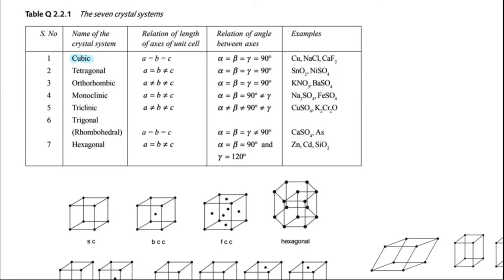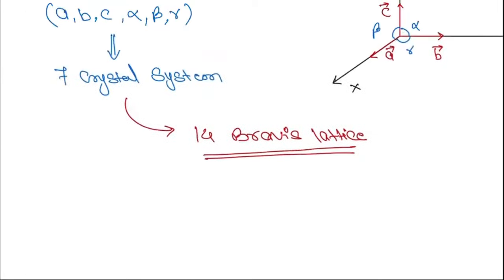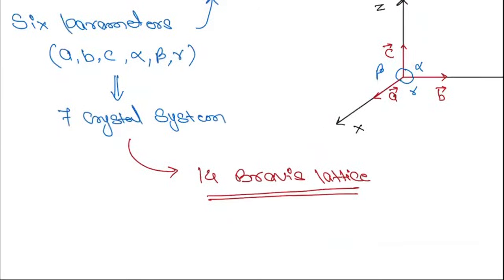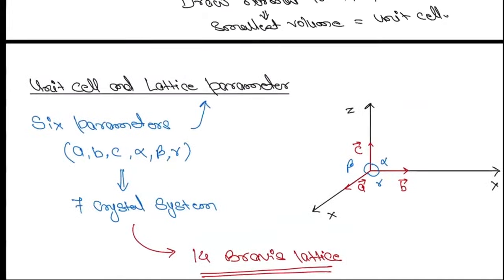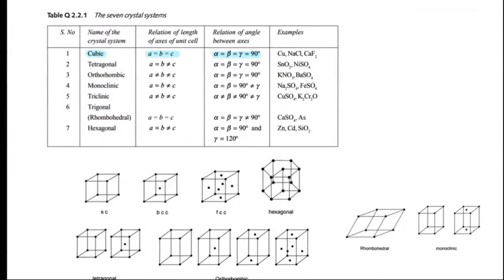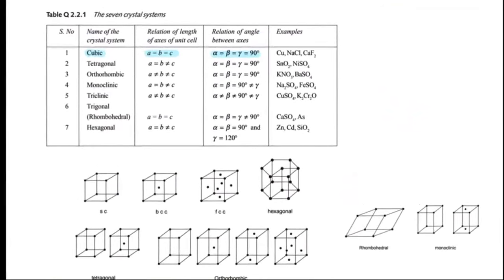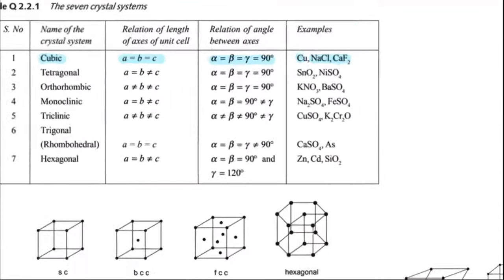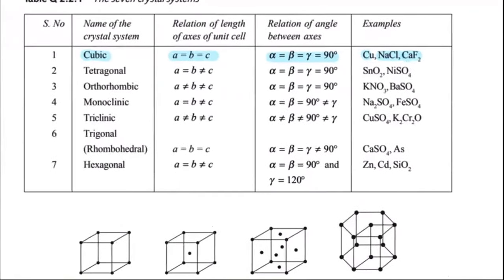So this is one, when A equals B equals C and alpha, beta, gamma are 90 degrees. That means all the crystal axes, that A, B, C were defined as crystal axes, should be perpendicular to each other. Examples are copper, NaCl, CaF2. All these have a cubic lattice structure. You can see the examples from here. I'm just going to discuss this table.